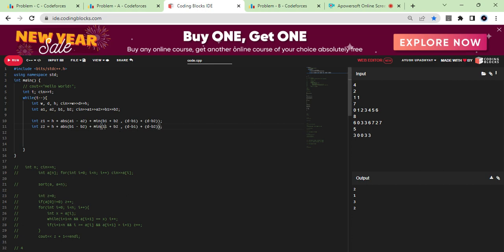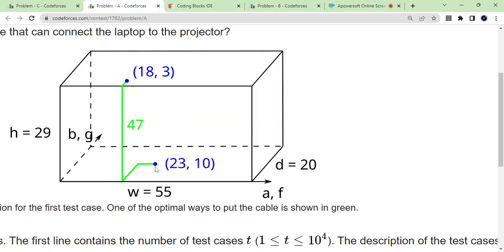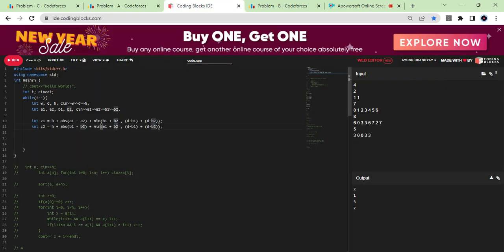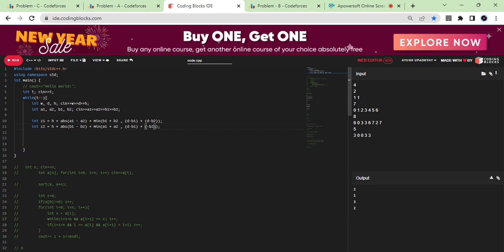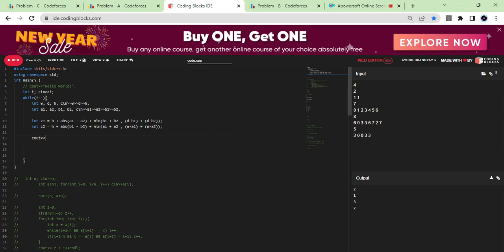And similarly a1 plus a2 is there. Why a1 plus a2? First you will move 23 units in this direction, move upwards, then from 0 to 18. Otherwise you can move to the back, like the right wall. So the right wall will be 55 minus 23, plus upwards, which is constant, coming backwards, which is 10 minus 3, 7, and then coming towards this one, this is 55 minus 18. So w minus 18, w minus a2. Now this is w minus a1. Obviously you have to take the minimum of this. So cout the minimum of z1 comma z2 and L, and that is all about it, I feel.